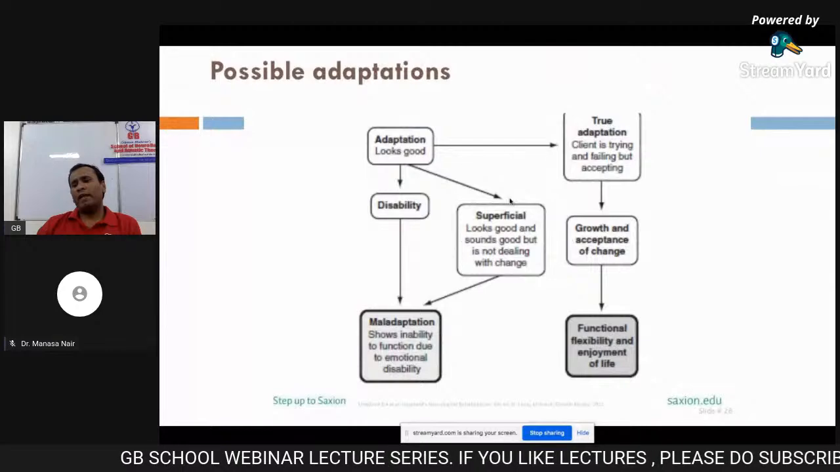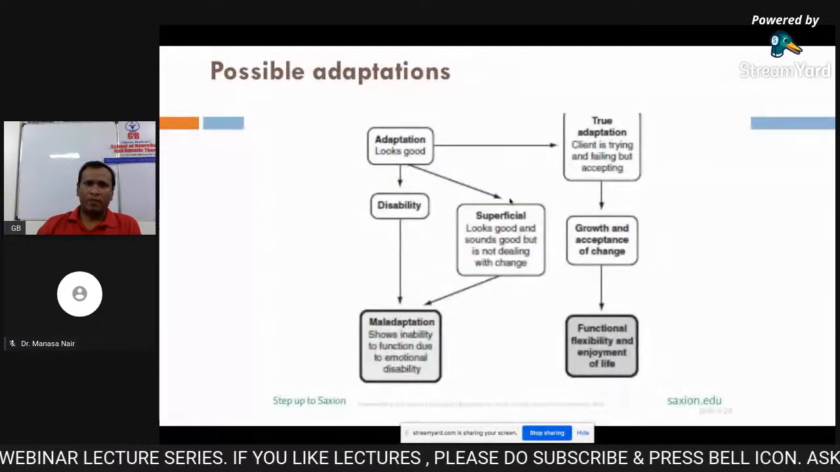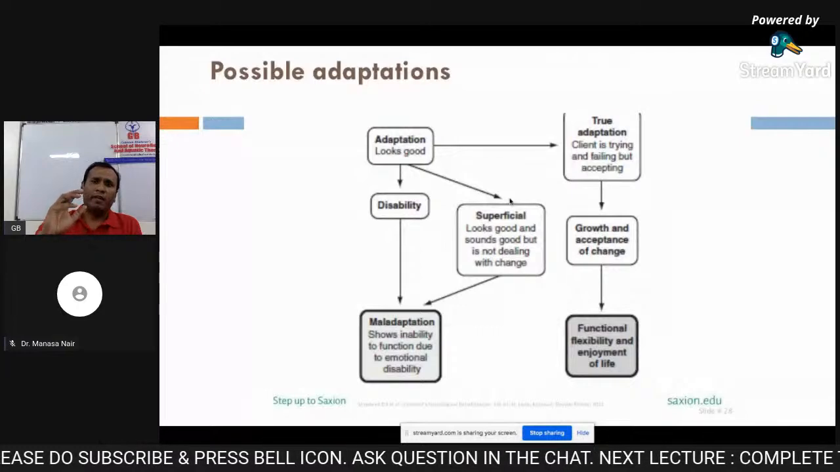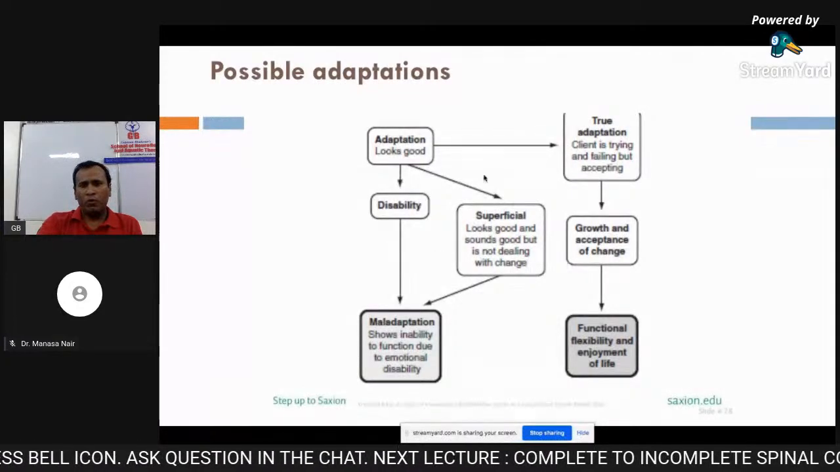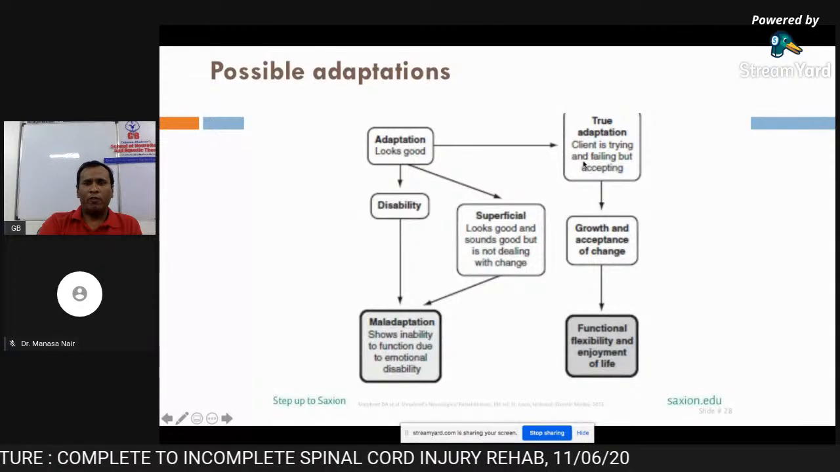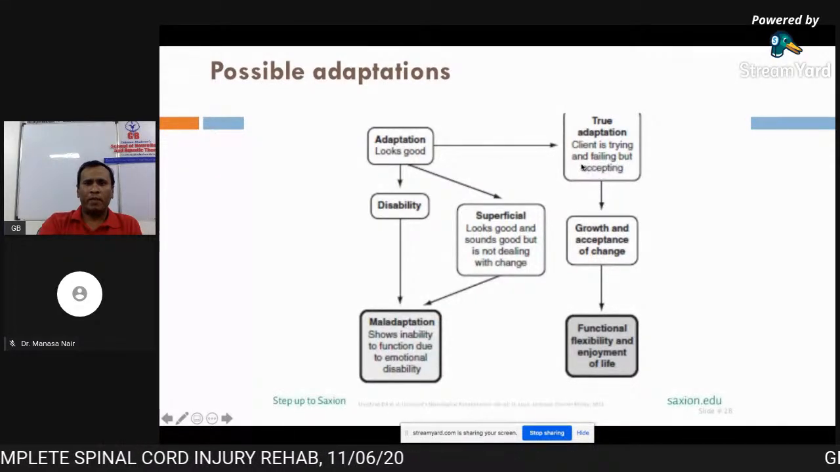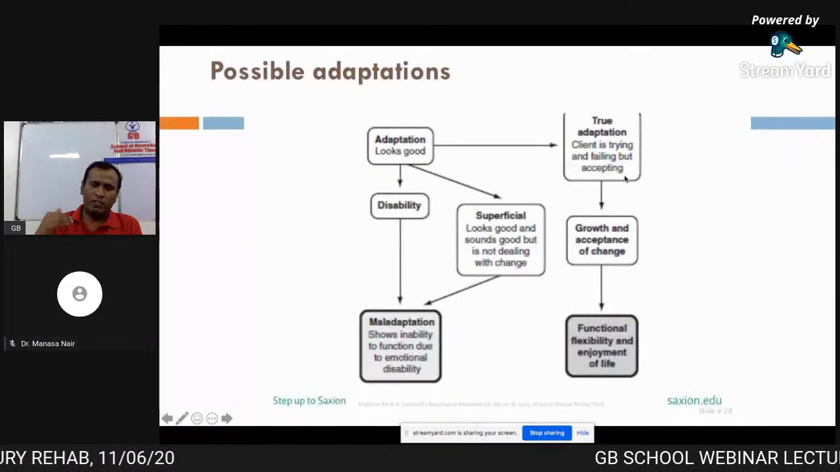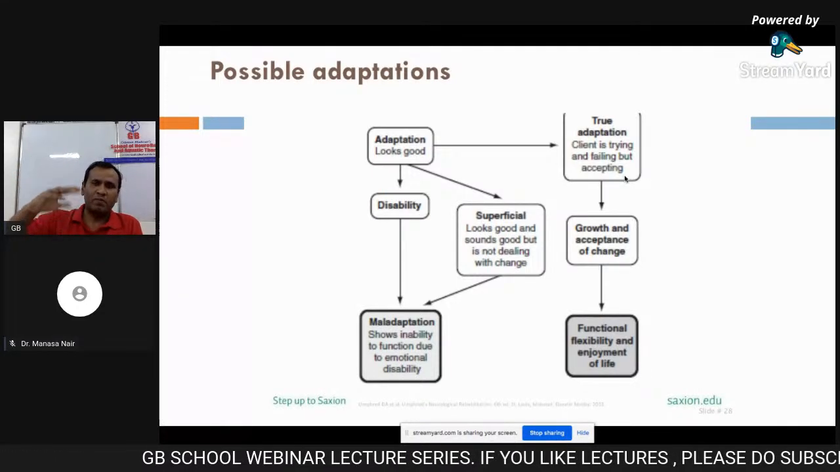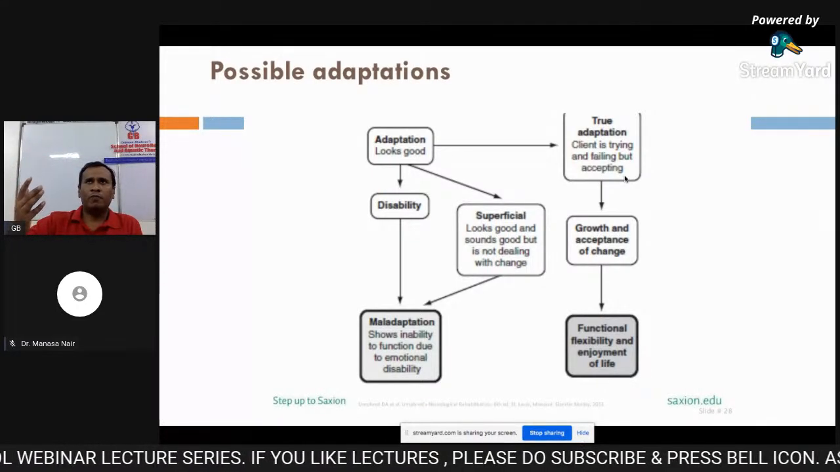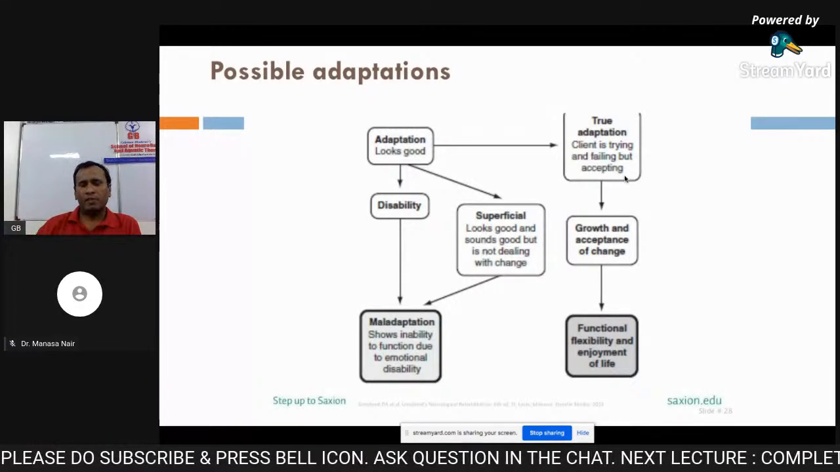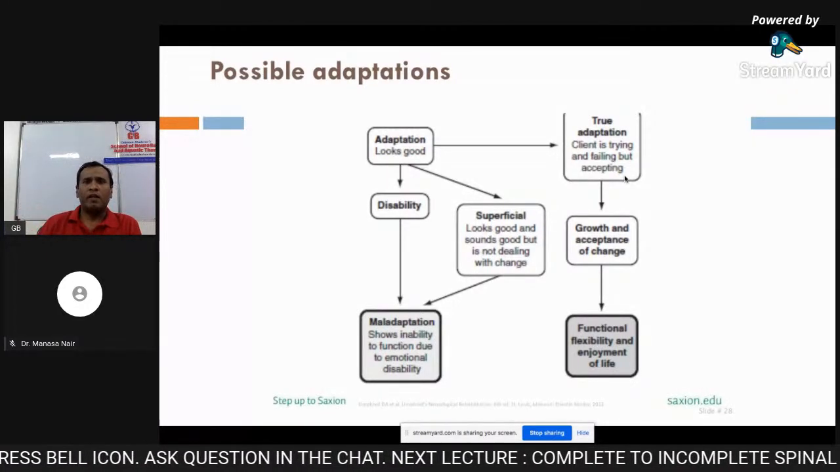What are the possible adaptations after your training? So if the training and feedback and exercise program were good, there will be two adaptations happening, and the client is trying and failing but accepting. Every time he is trying to cope with the challenge. Sometimes he fails, sometimes he doesn't achieve what is expected, and sometimes he achieves what is expected. But because he is more involved, he is more engaged, and he will keep trying.